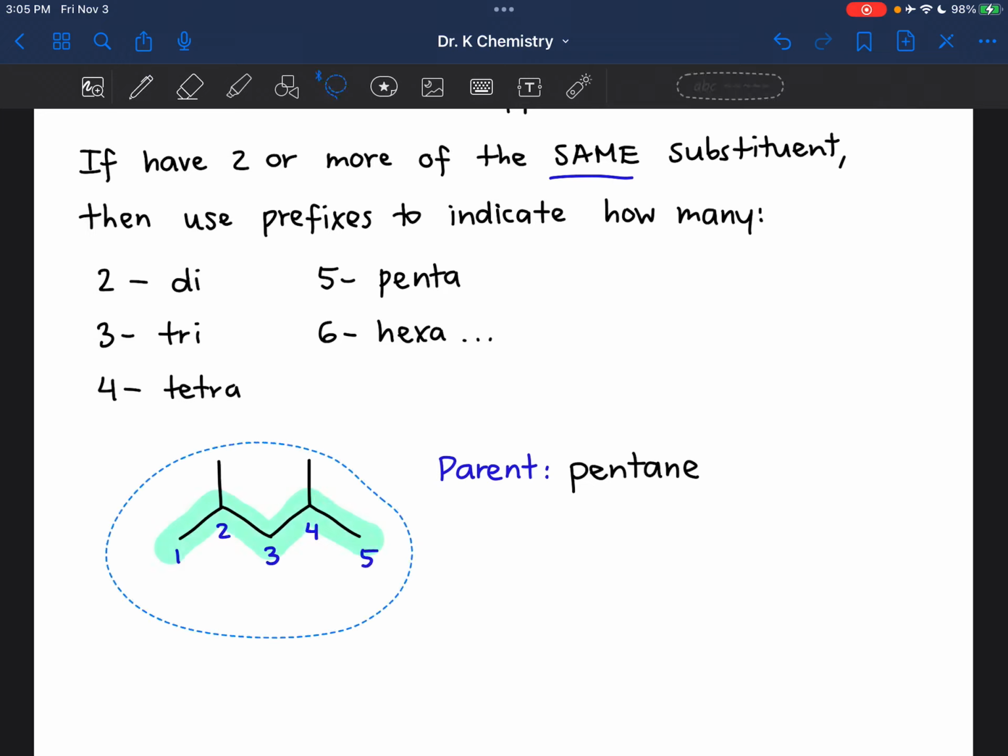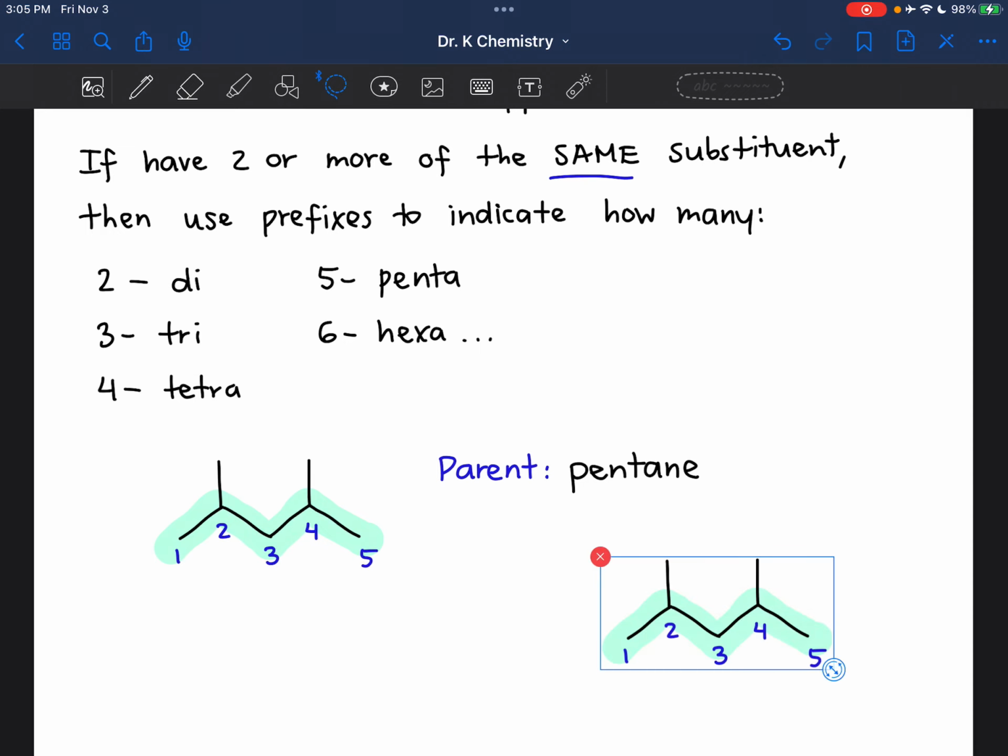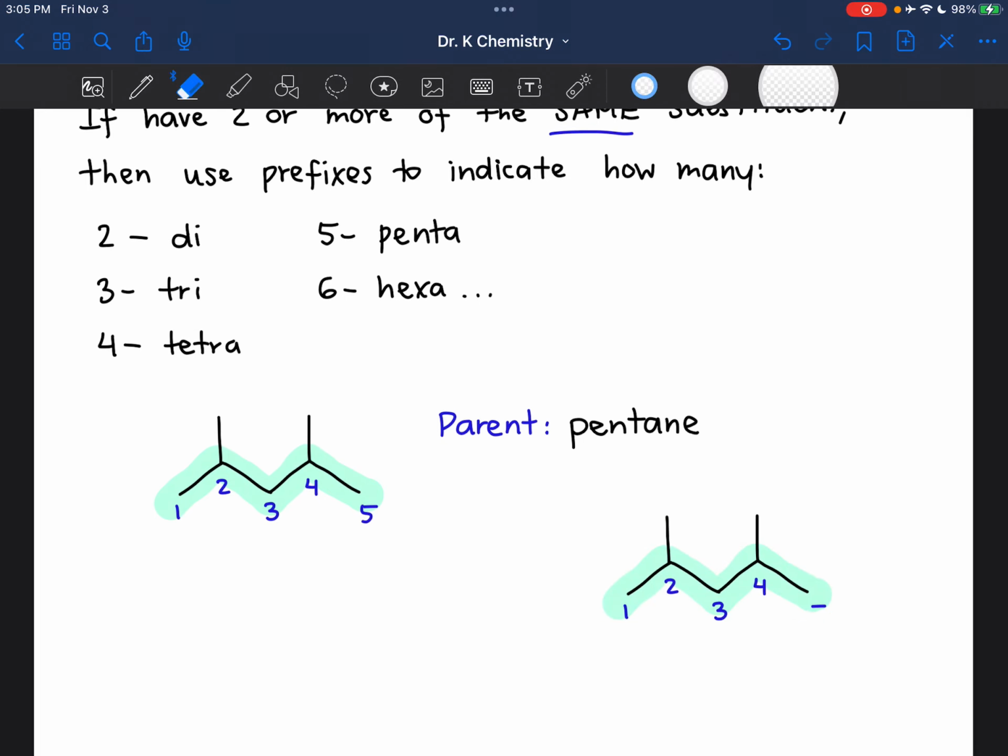Notice that in this case, it really doesn't matter which direction I number in. So I could have alternatively gone right to left. And in either case, the substituents appear on carbon 2 and carbon 4. So in this case, because the molecule is symmetric, it doesn't matter which version of numbering you do, you'll end up generating the exact same name. So that's kind of nice, pretty convenient there.